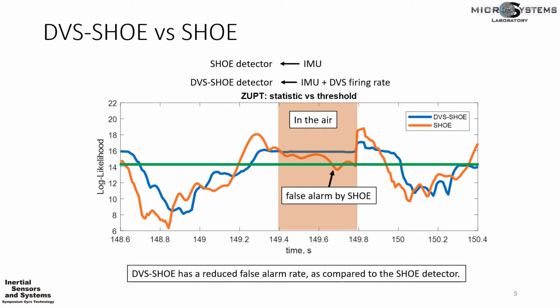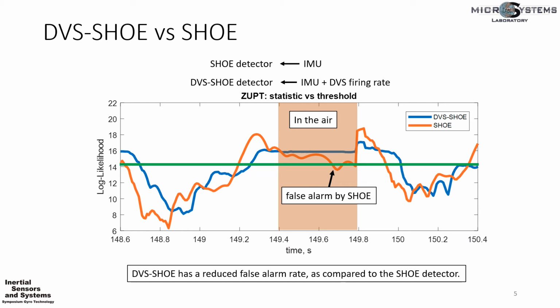The DVS shoe has a likelihood statistic computed from not only IMU measurements, but also the DVS firing rate. The plot in the slide shows the statistic of both the shoe detector and the DVS shoe detector in one gait cycle. The shoe detector is colored in orange, and the DVS shoe detector is colored in blue. The orange area in the plot corresponds to the period where the shoe is traveling in the air during the swing phase. The y-axis is the log likelihood, and the x-axis is the time.